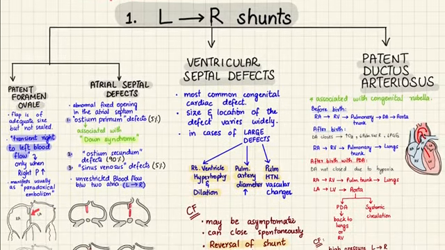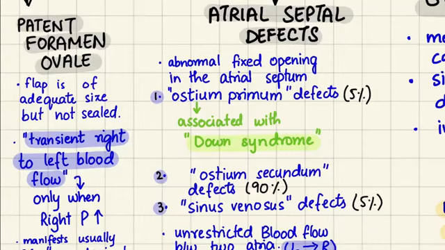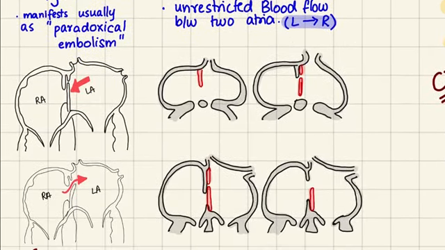Now, don't get scared of this slide. It is very busy, I know, but we're going to get through it. The first congenital heart defect to understand is patent foramen ovale. Now, to understand this, let's see some embryology.